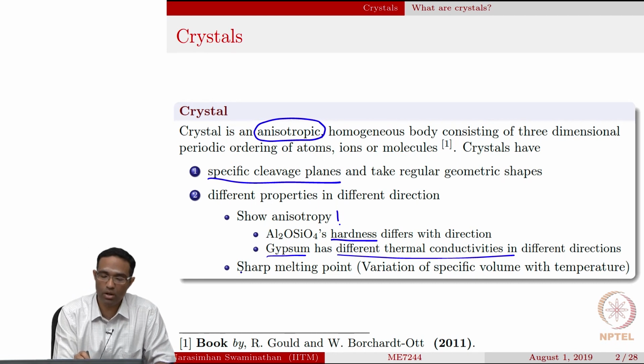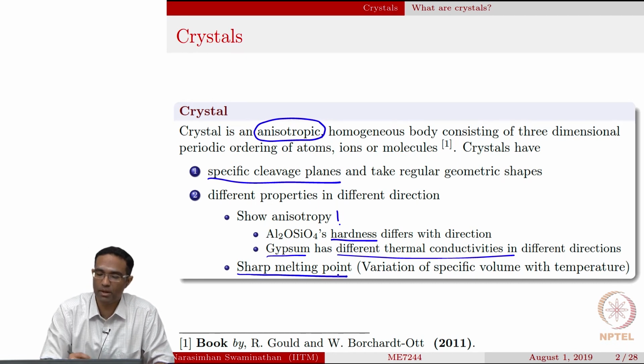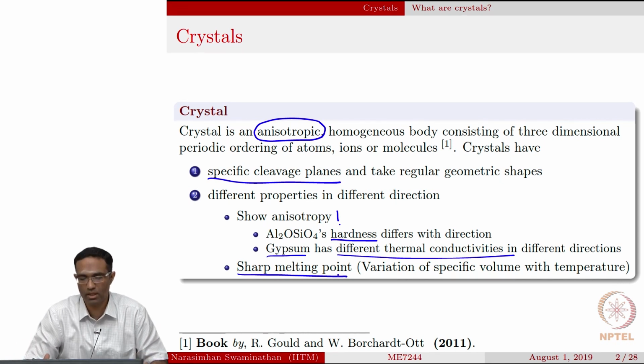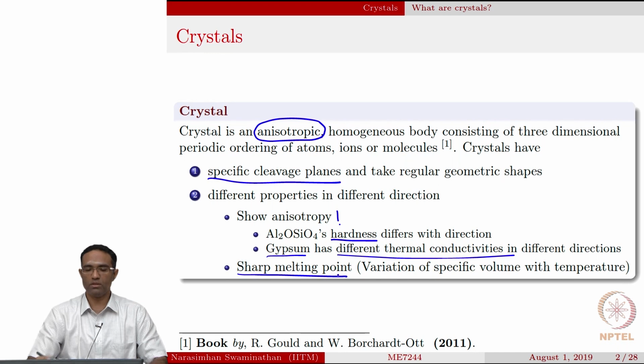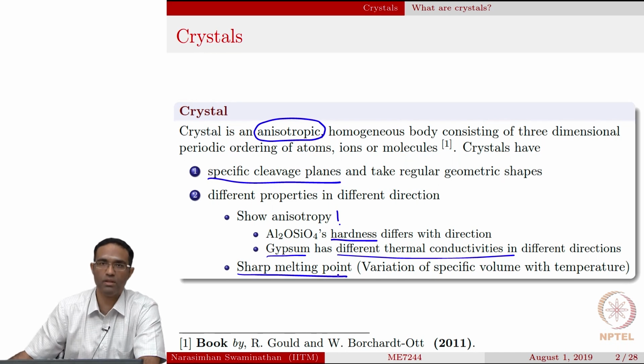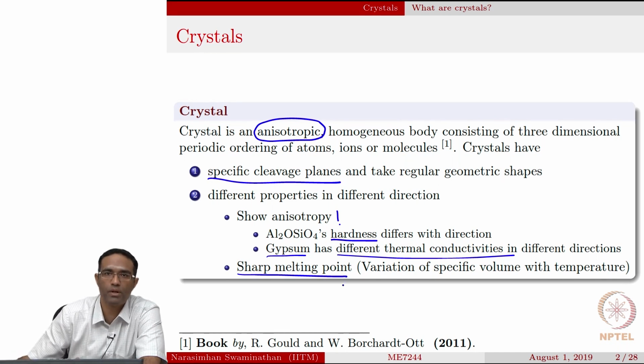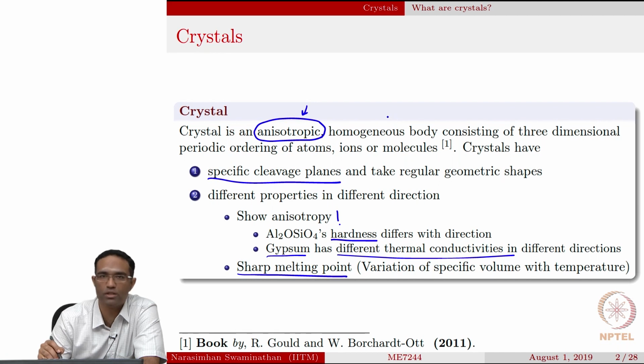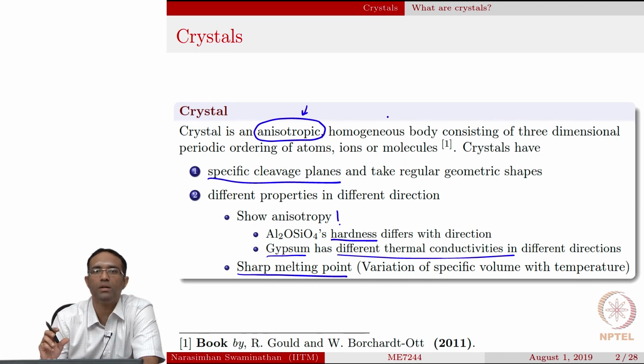And then all crystals will show some sort of a sharp melting point that is associated when you are actually changing the phase of the material. So, these are some of the properties that a crystal will generally possess, but it is important for us to understand that they are generally anisotropic, not isotropic. So, single crystal copper is an anisotropic material.